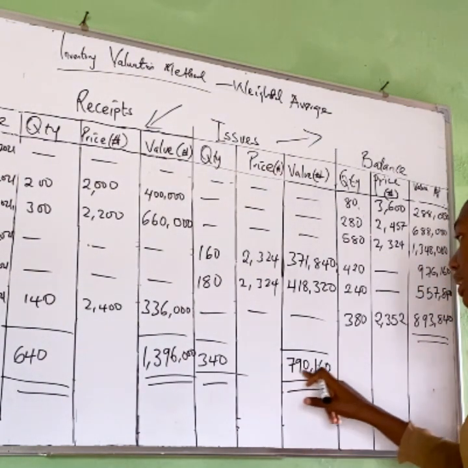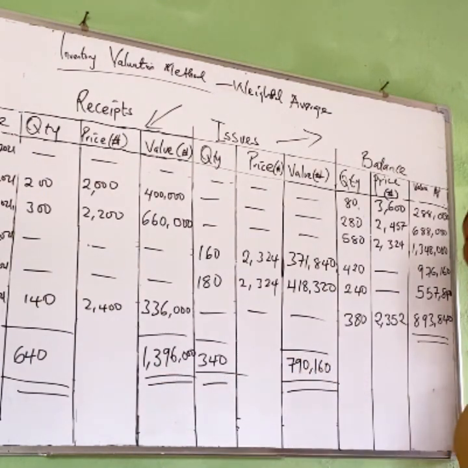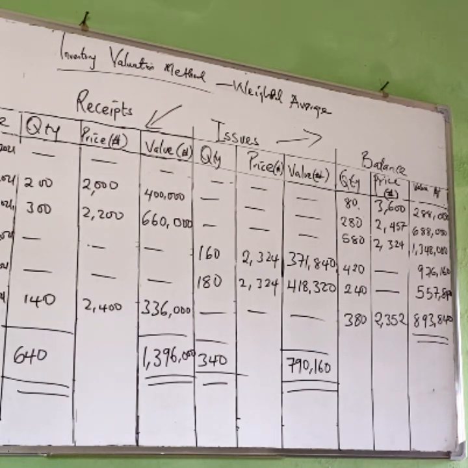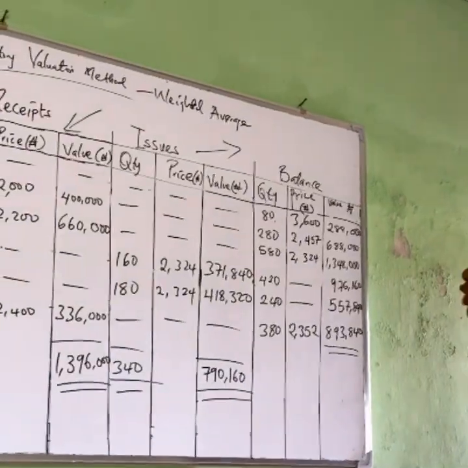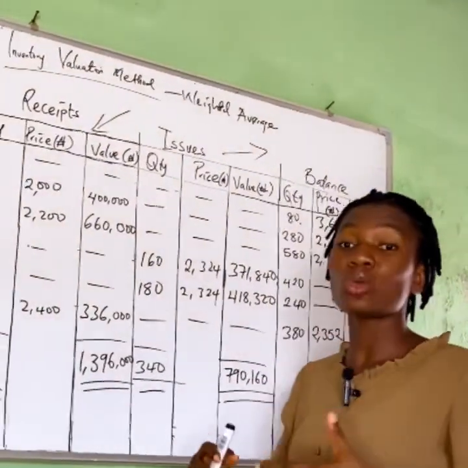Then we'll subtract 1,396,000 minus 790,160 naira. Okay, so when we subtract, we'll be having 605,840. Now we need to add to our opening stock value, right? And then when we add that, we'll be having 893,840 naira, all right? So this is how we get the value.